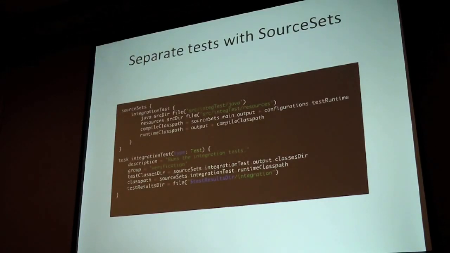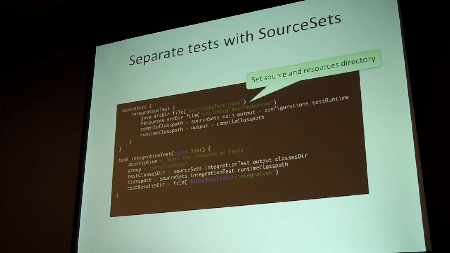The Java plugin introduces the concept of a source set. And if you apply that plugin, not only do you have the standard source sets, source main Java and source test Java, you can also add new ones. And here you see we add a new one named integration test. And then we can say, well, the Java sources sit in source integ test Java, or property files or whatever resource files you have. They sit in source integ test resources.